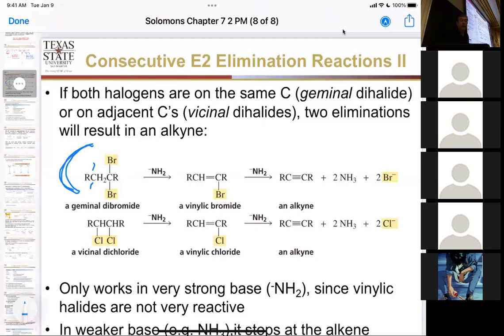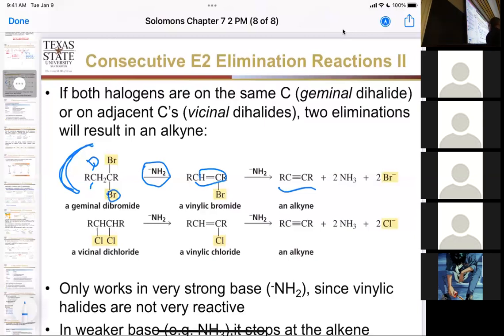Okay, now if we were to take a very strong base, in this case amide, usually sodium amide, and we were to remove the first equivalent of HBr, one here and one here, we're going to get a double bond. But what if we use that same strong base and remove the other equivalent of HBr? We're going to get another pi bond, which gives us our triple bond. So this is how we make alkynes.